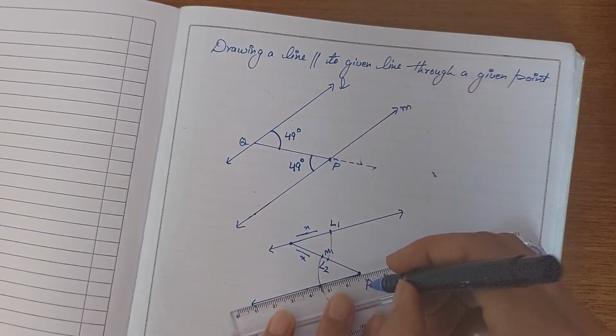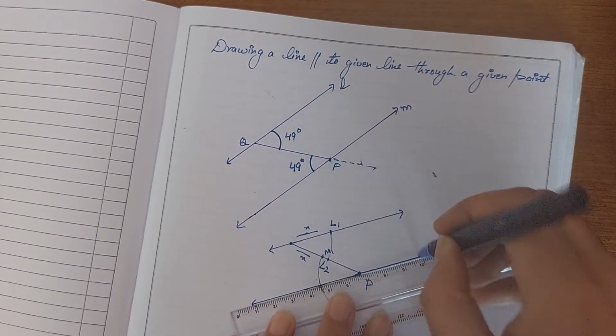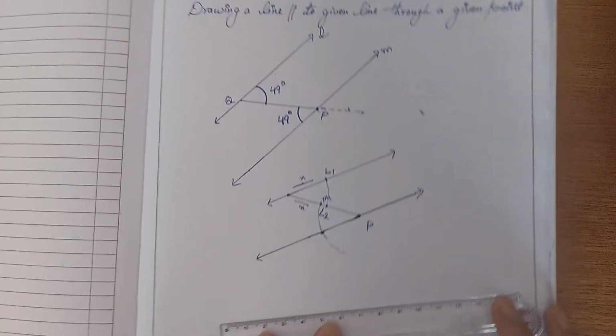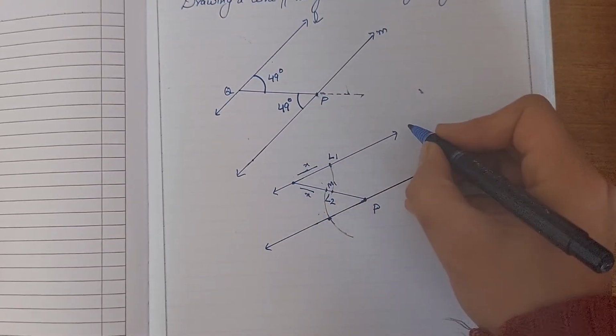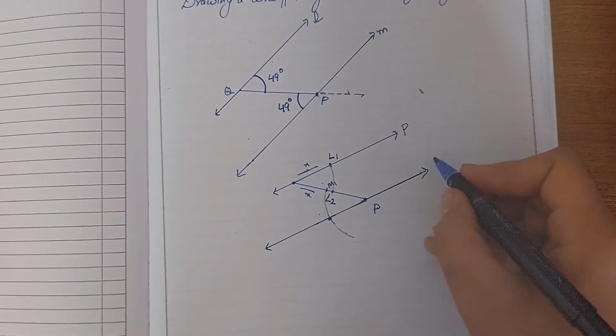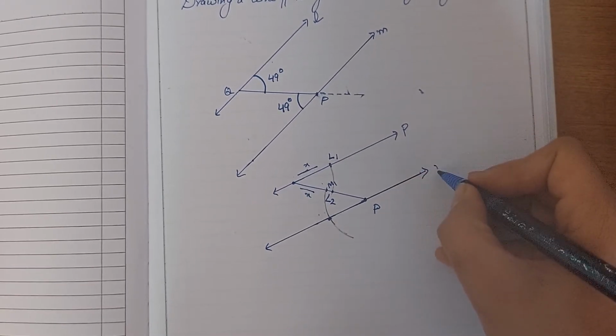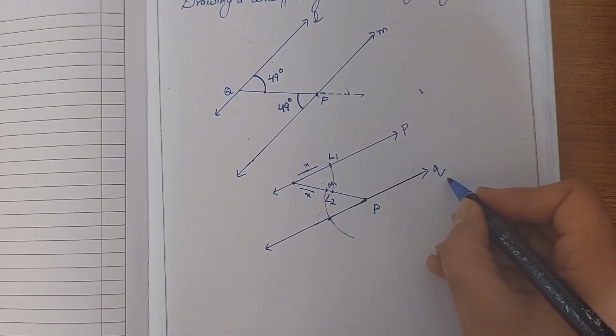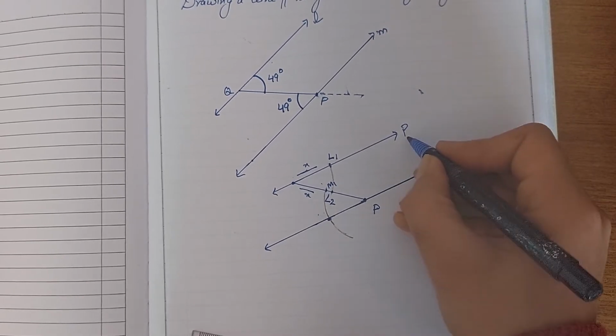So what did we do? If I quickly repeat, this angle is equal, that means we are able to draw a line through P parallel to a given line. This is capital P, this is small.